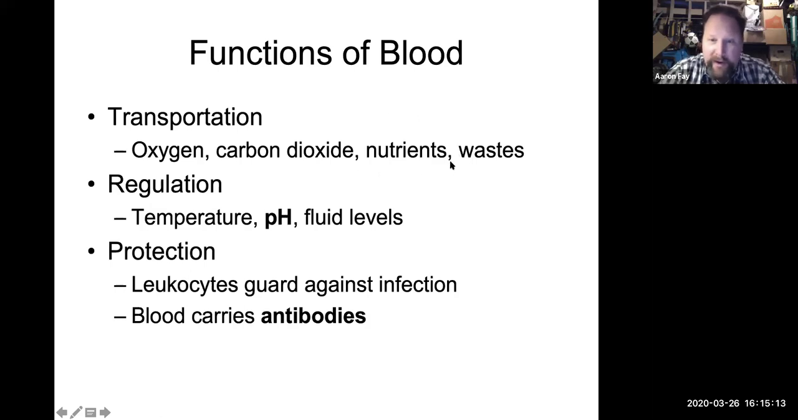Blood will also carry other nutrients, sugars, things like that, what the cells need to survive. And it will also carry away other waste products, things like urea, for example. Blood is also important for helping regulate body temperature. I think we mentioned this way back in the very first day of class.